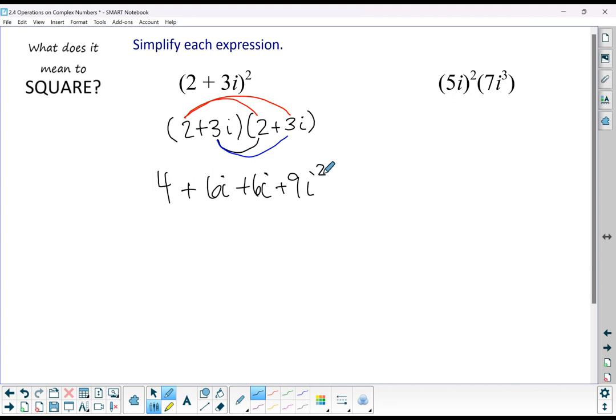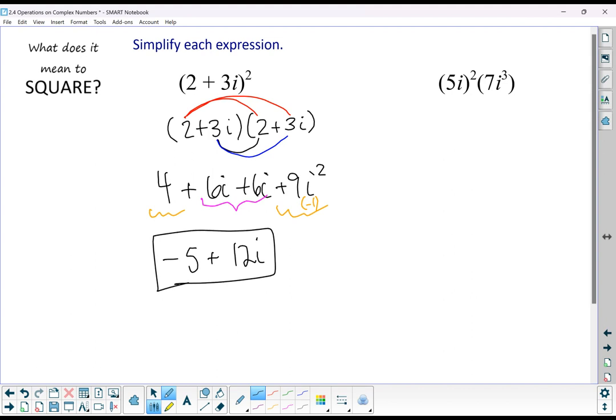So definitely these two are going to combine to give us 12i. That i squared with that 9 is a multiplier of negative 1. So we have a 9 multiplied by a negative 1. That's negative 9. And we also have 4. So we have a 4 and we have a negative 9. And that gives us negative 5 plus 12i. So real part first, imaginary part second.